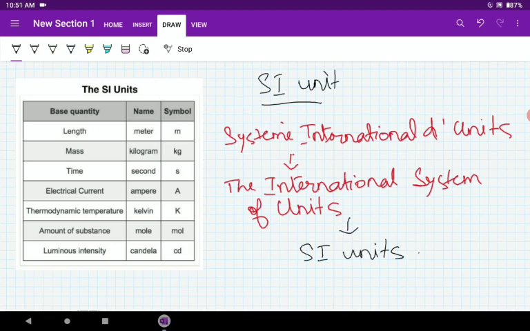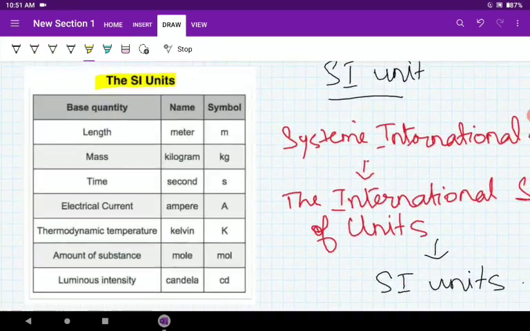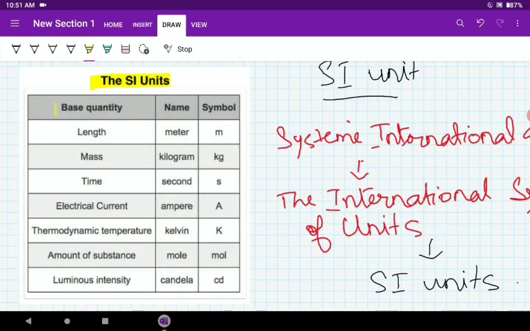Okay, so this is a system of units which is being accepted worldwide, and it is the most common system which we are using in our day-to-day lives. Now, what does this table contain here? This table actually contains the base units. Now, what are the base units? What are the base units?